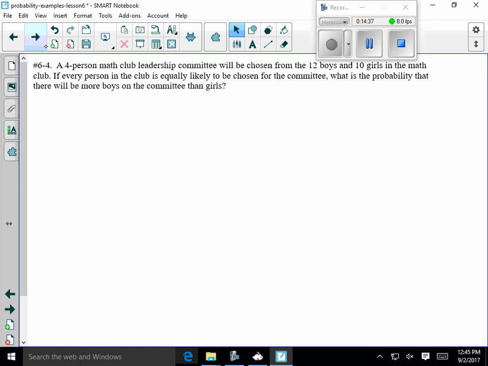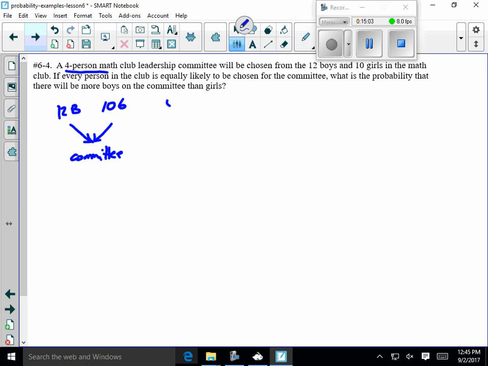Okay, so I think maybe I would just draw a picture here. I've got 12 boys, right? I've got 10 girls, and I'm drawing some of each to make up a committee. It doesn't really matter what order I draw the people in, so most likely combinations are involved here, right? So maybe I could list the ways that I could make a committee, right? I've got a committee of 4 people. So what could happen, right?